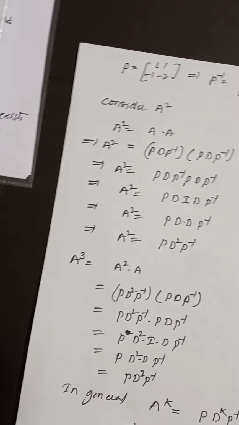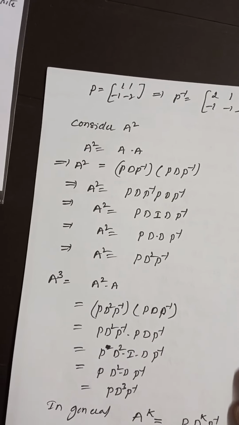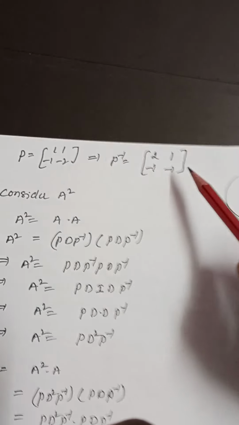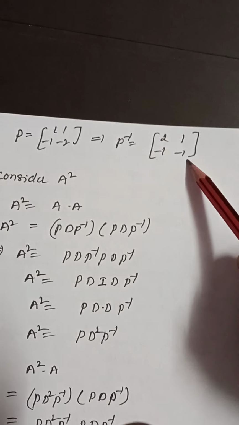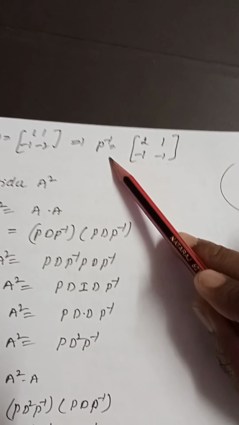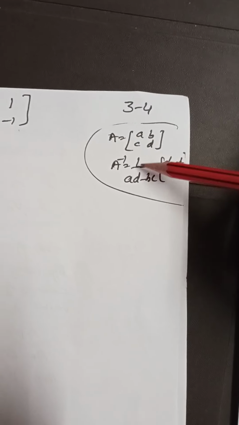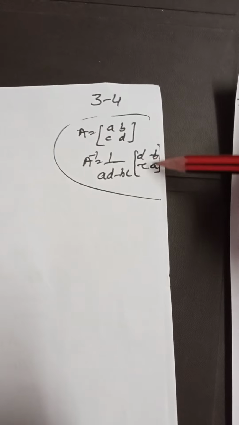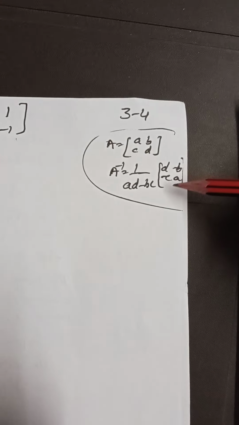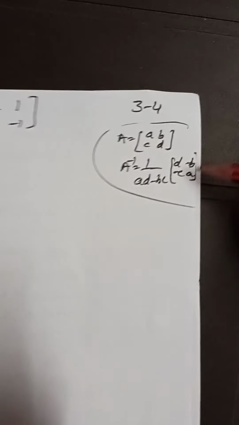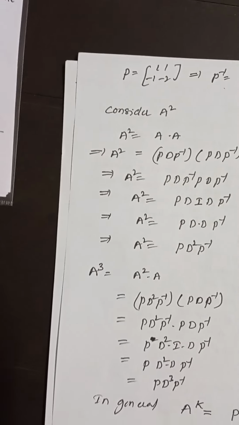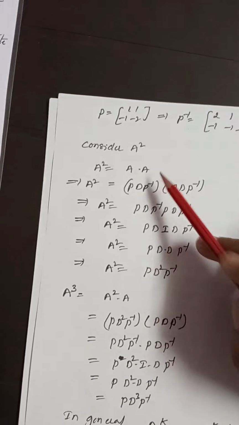Now here P is equal to [1 1; -1 -2], therefore P inverse is equal to [2 1; -1 -1]. How to find the inverse? That means it is of order 2 by 2. If A is equal to [a b; c d], then A inverse is equal to 1 by (ad minus bc) into [d -b; -c a].